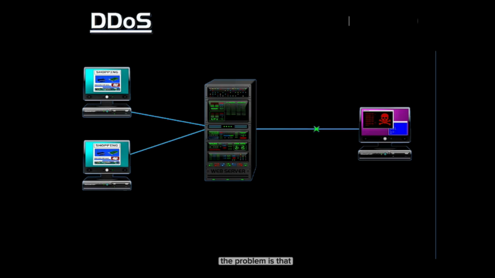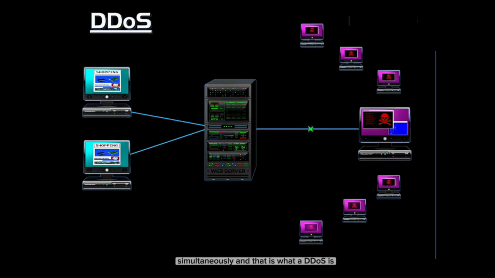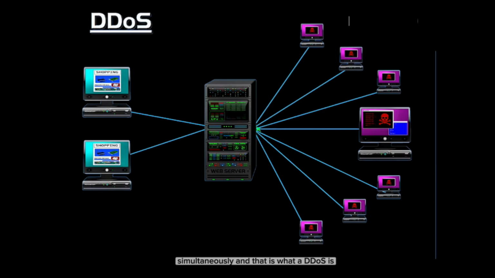However, the problem is what if an attack comes from multiple sources simultaneously? And that is what a DDoS is. A DDoS is an attack from multiple sources all at once. So this computer here, who is the ringleader, can communicate with other computers around the world and coordinate an attack on this server. So now, instead of an attack coming from a single source, the server has to deal with an attack from multiple sources.